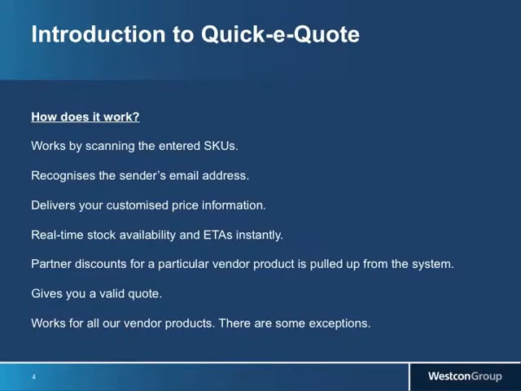Quickie Quote works by scanning the SKU and quantity details entered into an email, which you send to the nominated Westcon email address. Pricing for each SKU is then determined by matching the email address of the sender to a specific price list applicable to that partner. A return email is then almost instantaneously sent back with customised price information per SKU, real-time stock availability, and estimated time of delivery. Your partner discounts and product promotions are automatically included in the email quote, though there may be some exceptions which we'll explore later in this presentation.